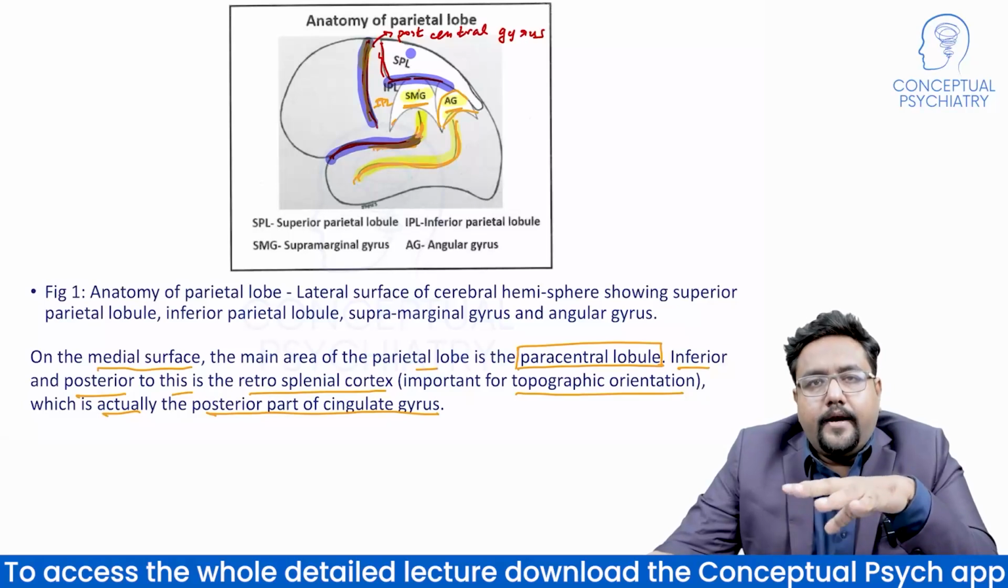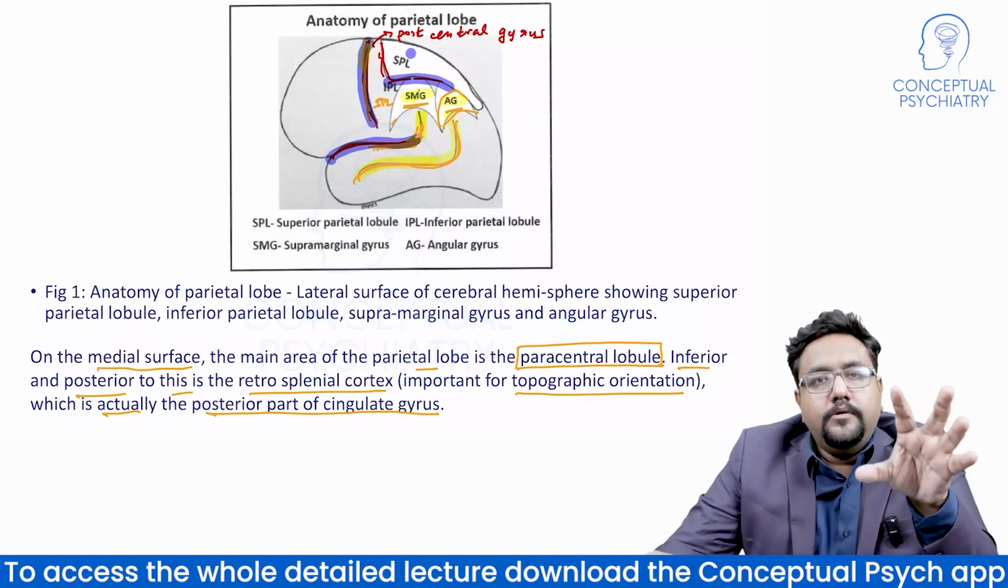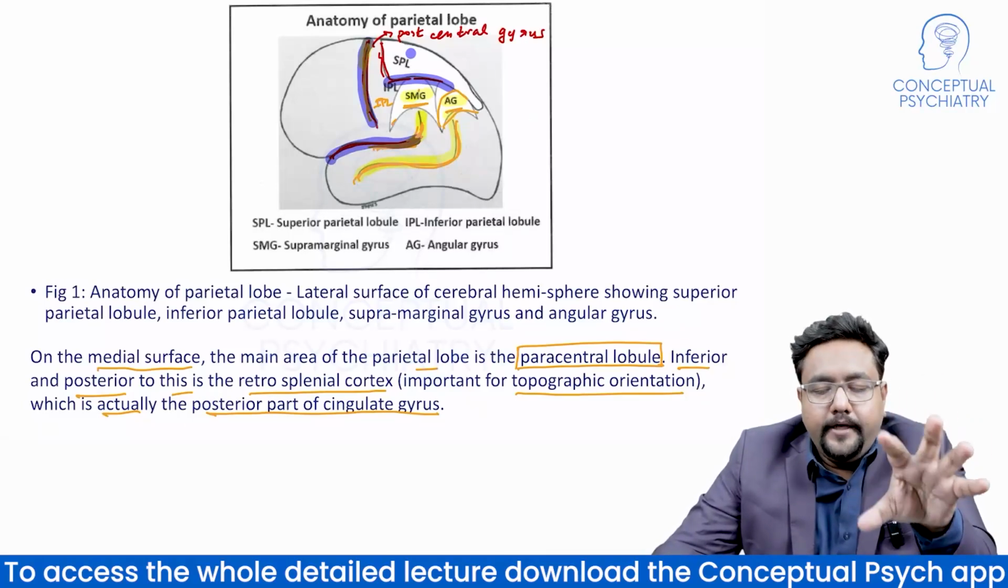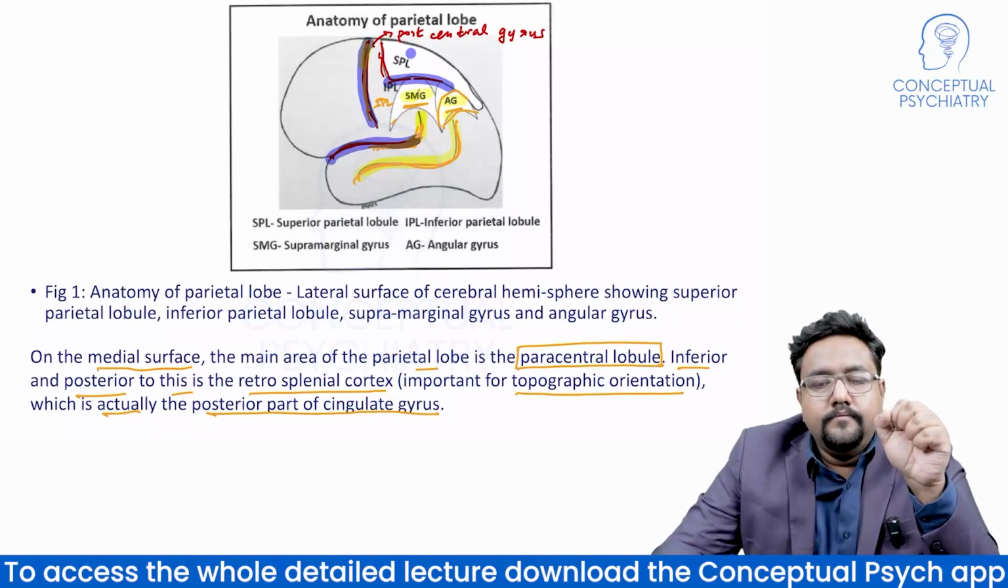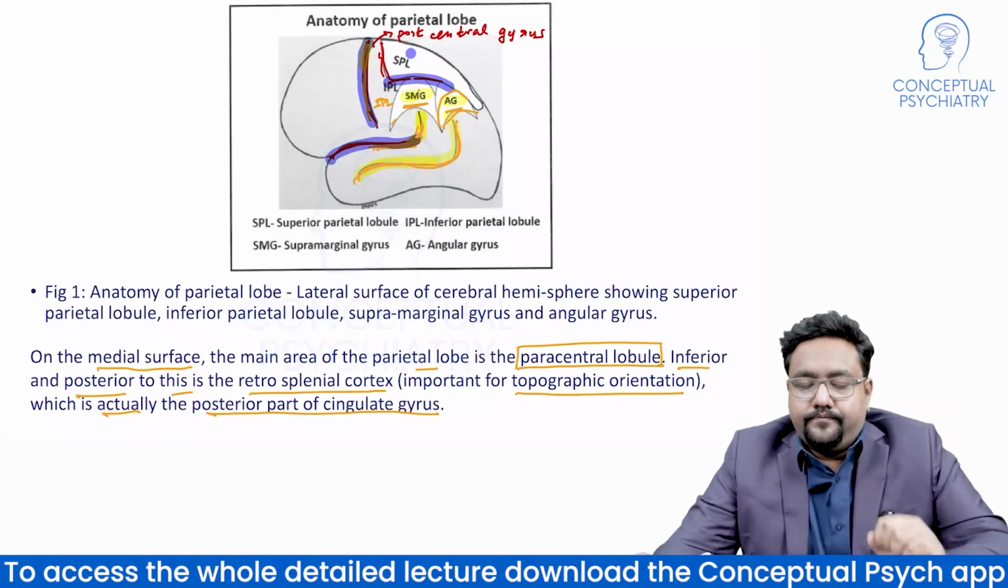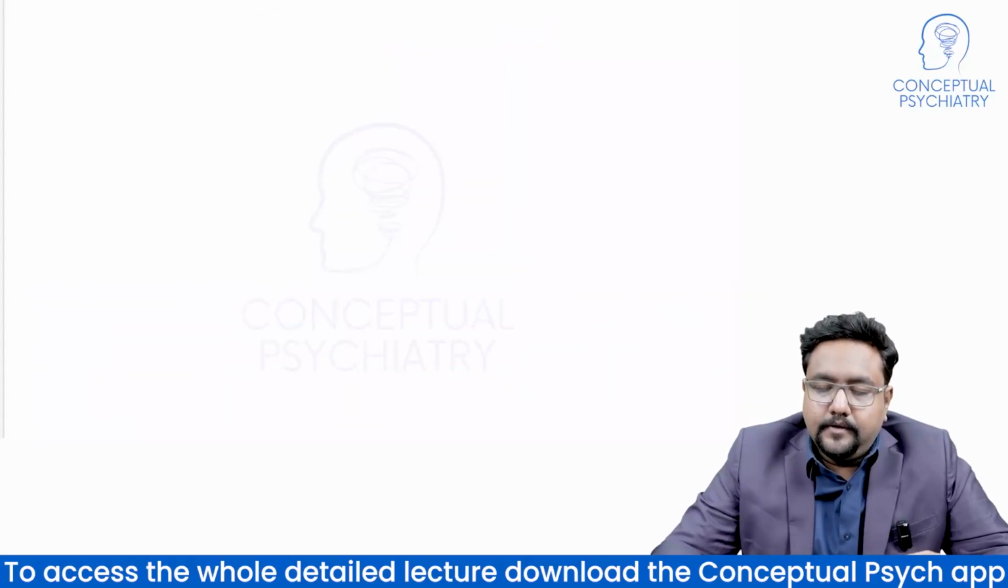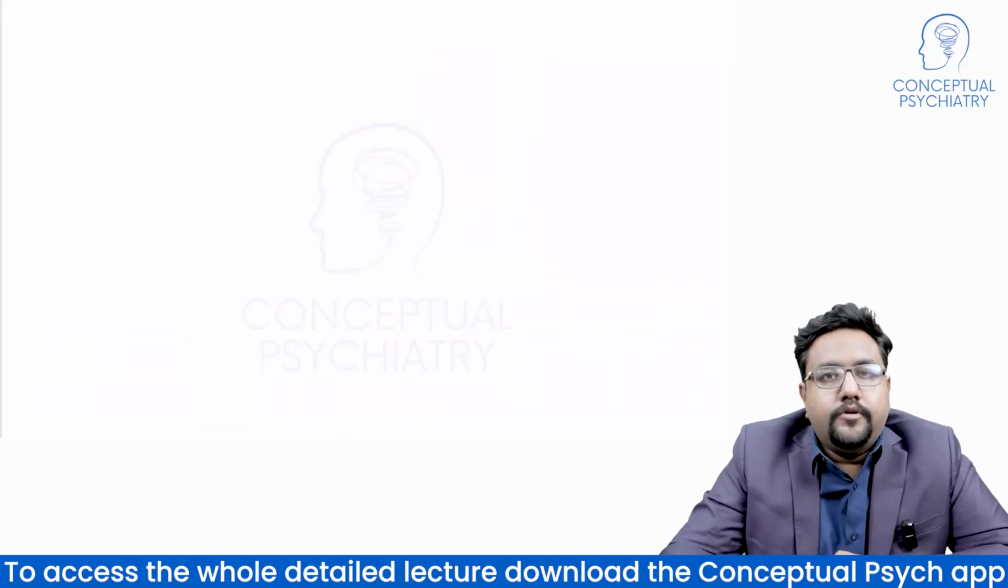All these details of anatomy will come when we talk about the anatomy of the parietal lobe in detail. But for now, we will stick to the right parietal lobe and its dysfunctions. So let's start with a clinical case. So let us start with a question.